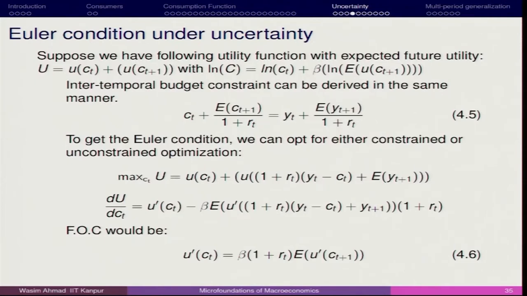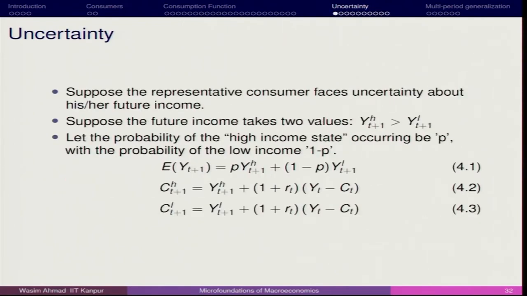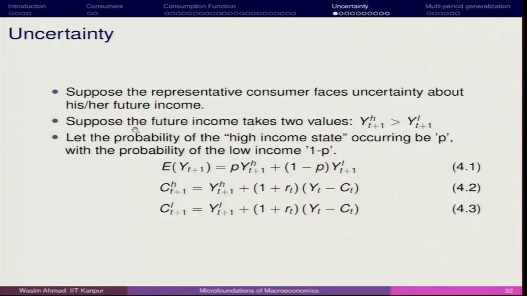In the last class we were talking about uncertainty, and that was some kind of background, which we have already discussed. So let's get back to the problem statement. Here we are saying that the representative consumer is facing uncertainty about future income, not the current one. Why are we introducing future uncertainty here? Because we want to see how this representative consumer is going to adjust the current level of consumption, and how current consumption is impacted when the consumer faces uncertainty in future.